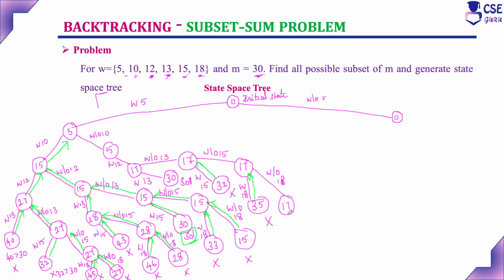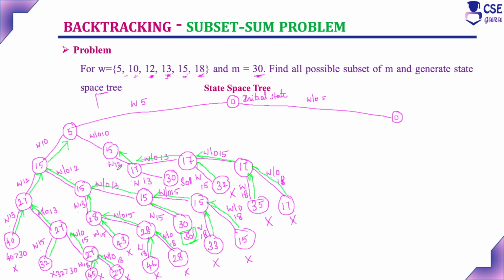And this is not our required sum. Further, there are no more elements to consider, but this is not our required sum. So this will also be a dead end only. So here, backtrack to the previous level. Here we have checked both the possibilities for 18. Backtrack to the previous level. Here we have checked both the possibilities for 15. Backtrack again. Here we have checked both the possibilities for 13. Again, backtrack to the previous level.